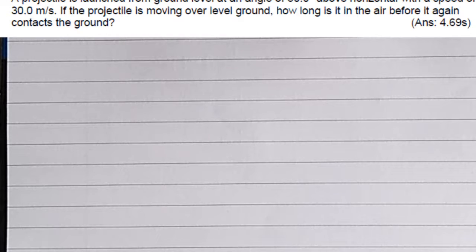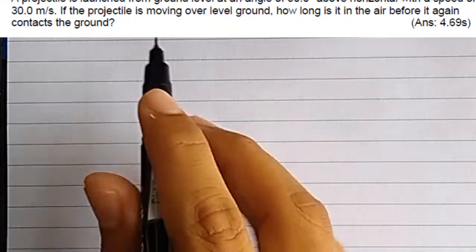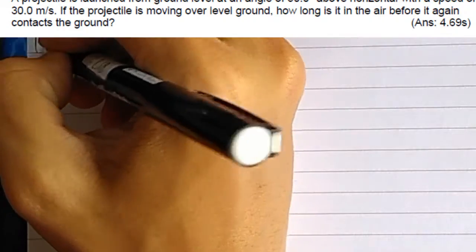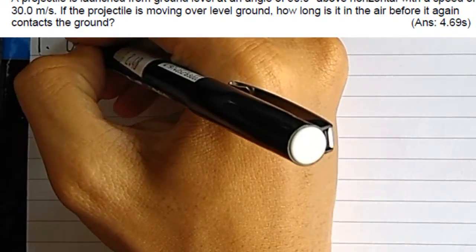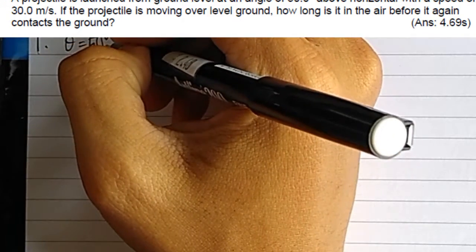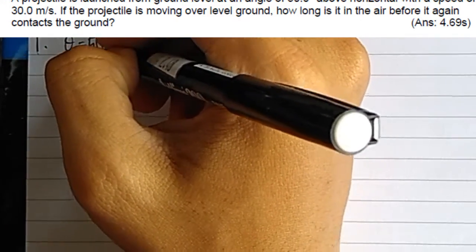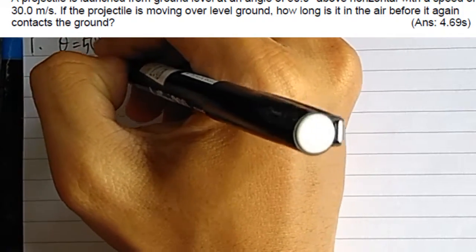So the second example is a projectile is launched from ground level at an angle of 50 degrees above horizontal with a speed of 30 meters per second. If the projectile is moving over level ground, how long is it in the air before it again contacts the ground? So as usual, first we must take out all of the information given. We have an angle of 50 degrees above horizontal, and also initial speed of 30 meters per second.